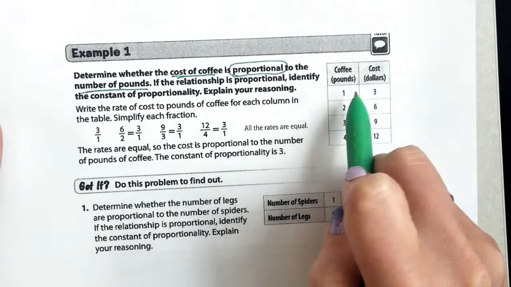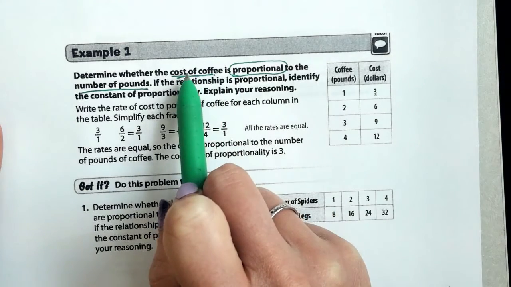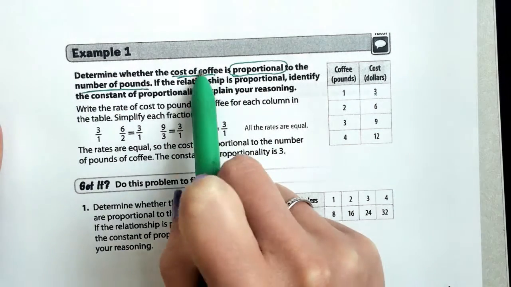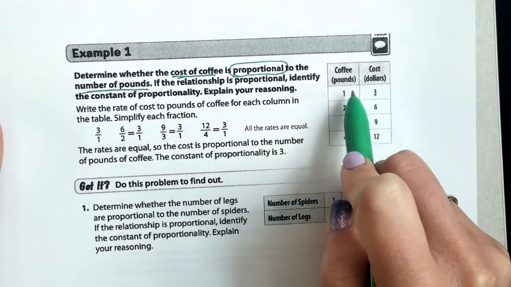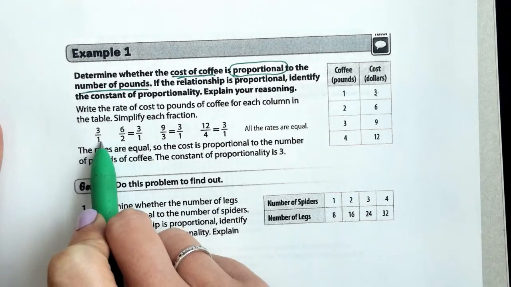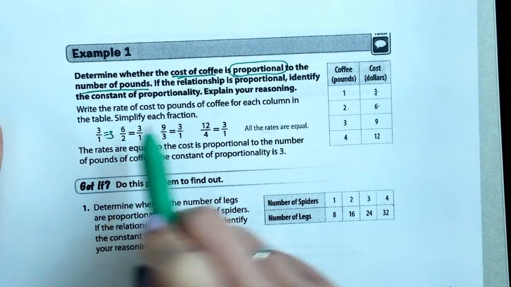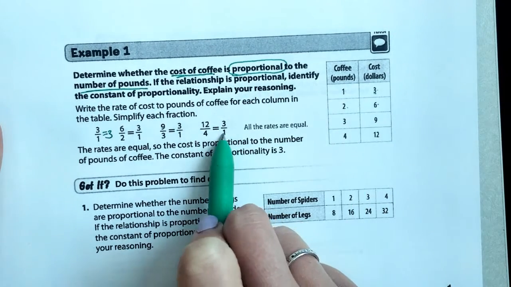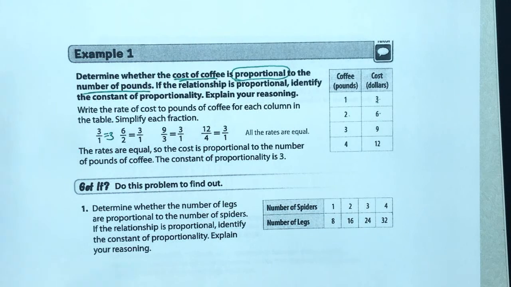So notice, I'm not doing 1 divided by 3, because that would be determining whether the pounds of coffee is proportional to the cost of the coffee. But it says cost divided by pounds. So cost divided by pounds, 3 divided by 1 is 3. 6 divided by 2 is 3. 9 divided by 3 is 3. 12 divided by 4 is 3. So on this one, all of them are equal, so it is proportional.